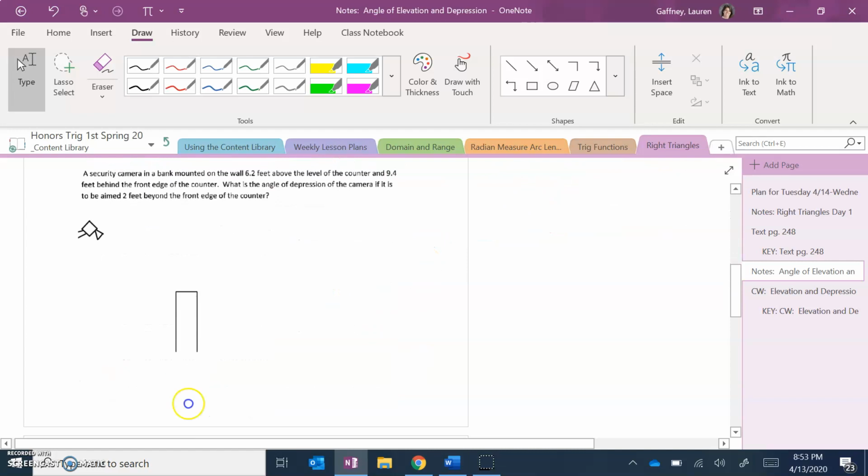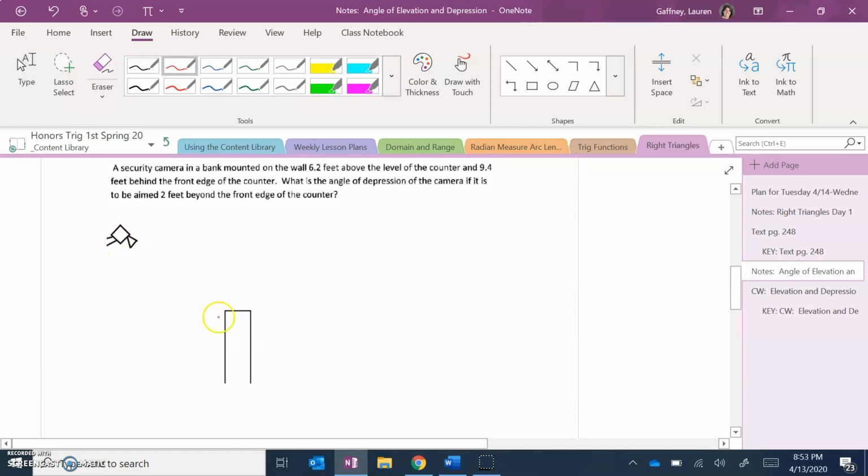So this one takes it up a notch. Now, they started to set it up for you a little bit here. So a security camera is in a bank and it's mounted on the wall 6.2 feet above the level of the counter. So here's my counter. Okay? Now it's 6.2 feet above that. So if I go like this, that is 6.2 feet.